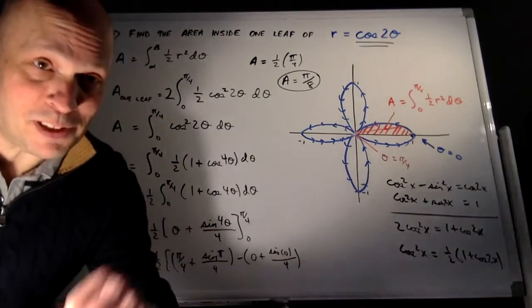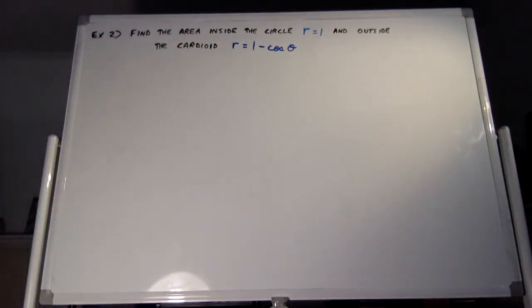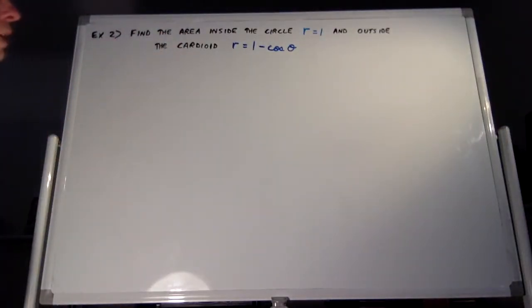Okay, a couple more examples coming your way next. Okay, so our next example here is find the area inside the circle, r equals 1, and outside the cardioid, r equals 1 minus cosine theta.